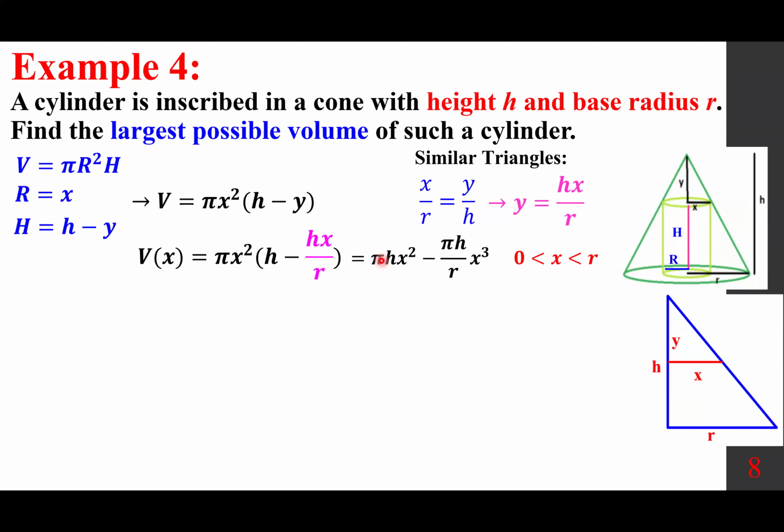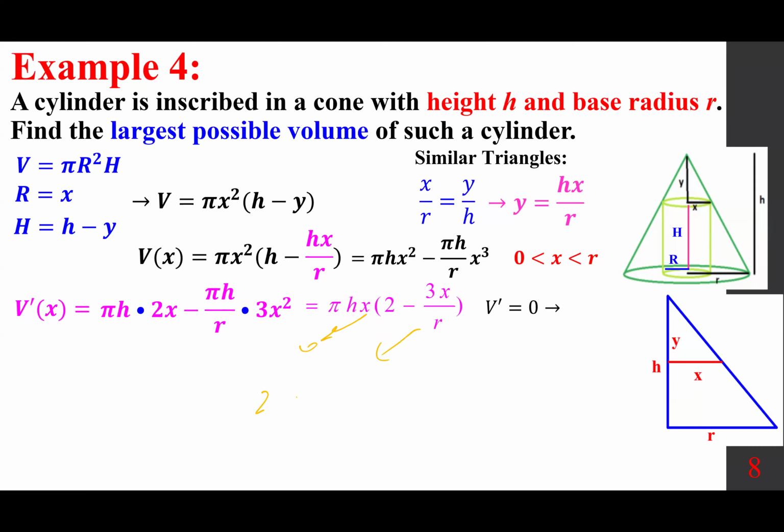V prime. To differentiate, this is pi h times 2x minus pi h over r times 3x squared. To set this equal to 0, we're going to factor out the pi and h and x. If I take pi h x out, this gives me 2 minus 3x over r. There are two answers. If we set this equal to 0, either x is 0 or 2 minus 3x over r is 0.